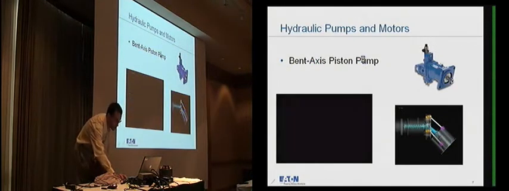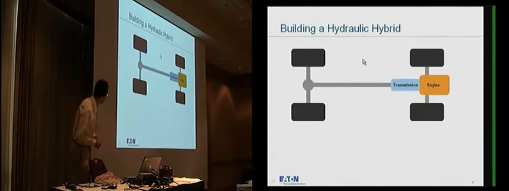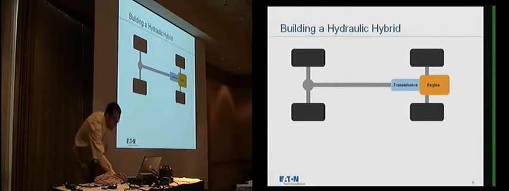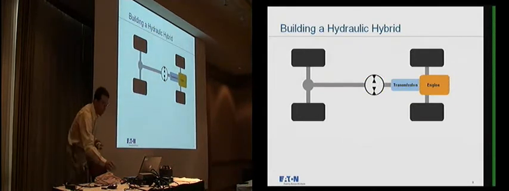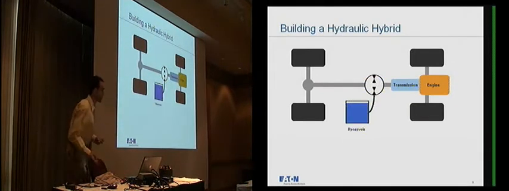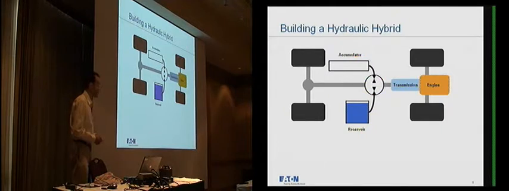Now, how do we take these components and build a hybrid vehicle? Well, it's actually pretty easy. So let's take a conventional truck chassis. It's got an engine, transmission, drive shaft, and rear diff. And then what we'll do is to the drive shaft, we're going to mount one of these axial piston pumps. And on one side of the pump, we're going to connect a reservoir full of hydraulic fluid, oil. And on the other side of the pump, we're going to connect a high-pressure accumulator.